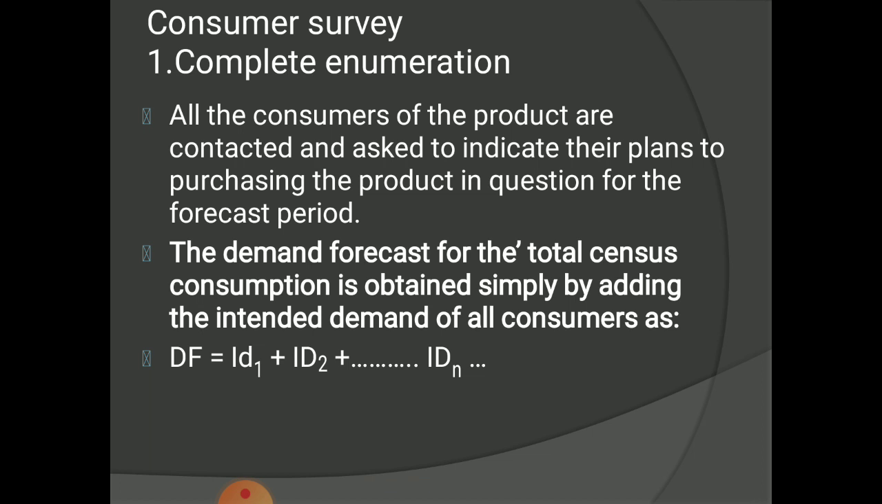Now let us see what is written here. All the consumers of the product are contacted and asked to indicate their plans for purchasing the product in question for the forecast period. It simply means whatever the number of consumers, whether they are 1000 or 5000, each consumer will be contacted, sometimes physically, sometimes on mobile calls, and sometimes they are emailed also, and they are asked to indicate their plans for purchasing in a future period of time. We are directly asking them how many units they are going to purchase.